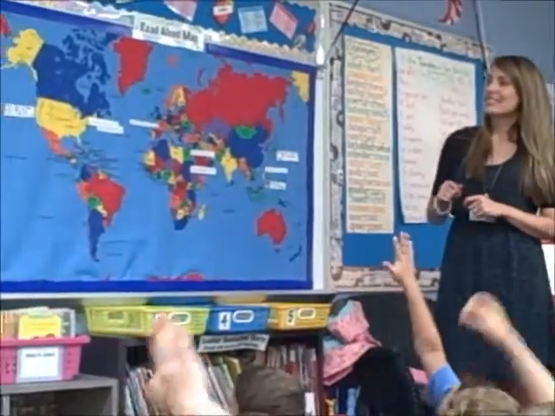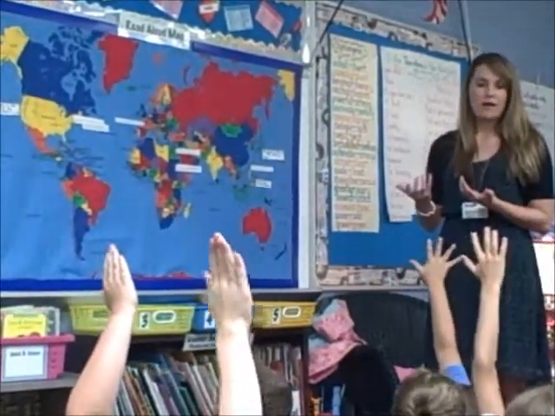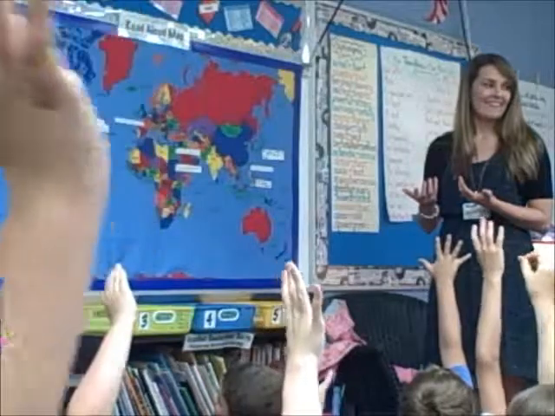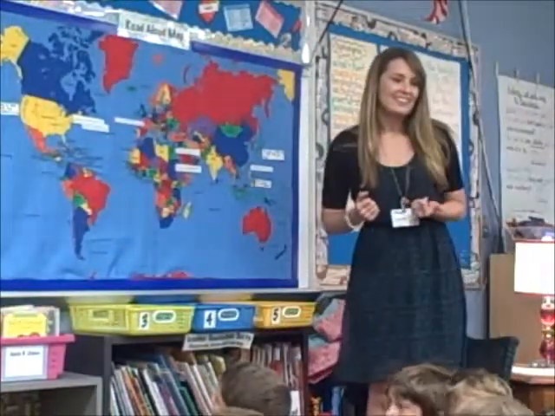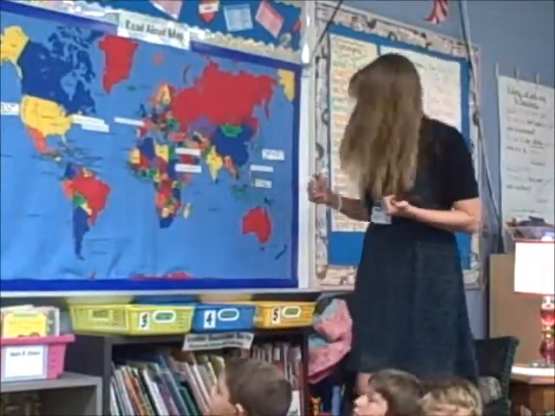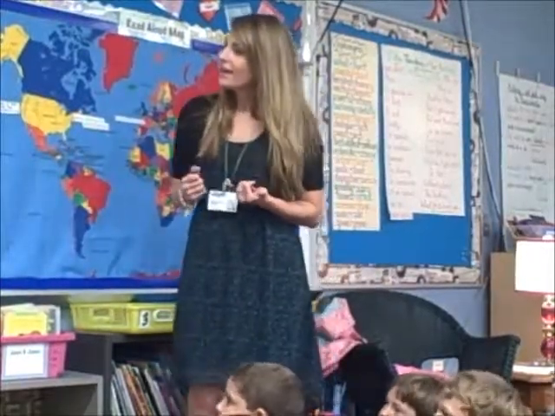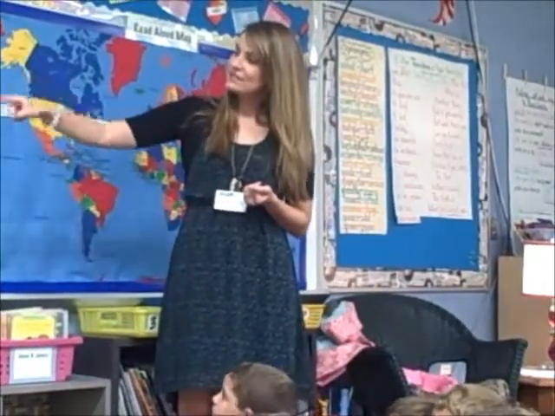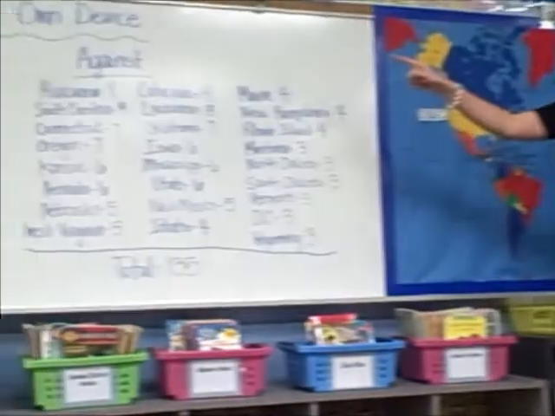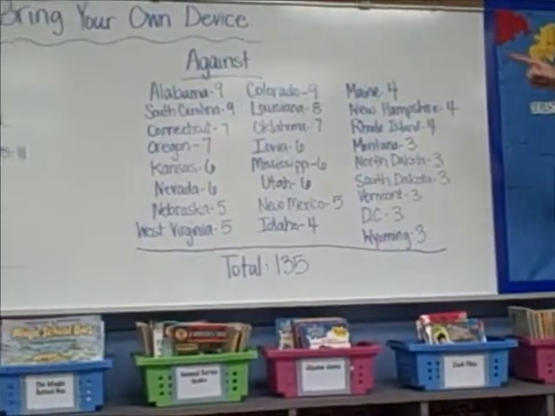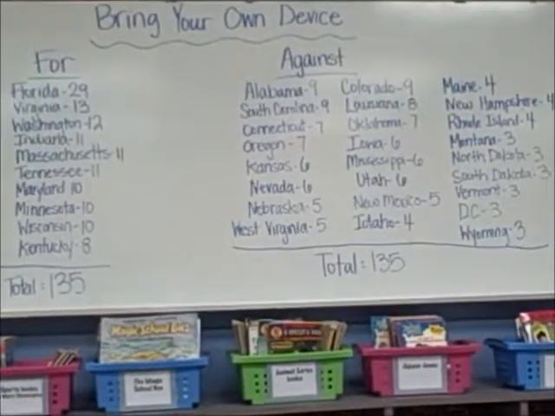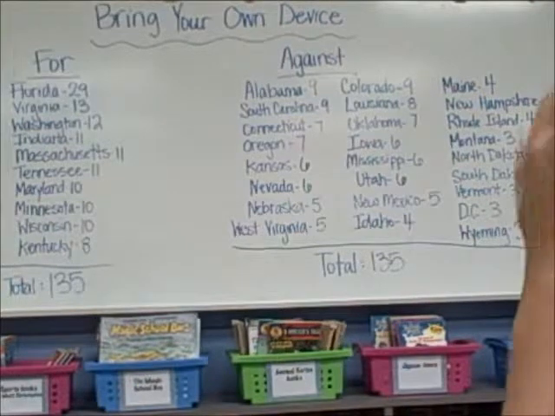Whoa, that was some good discussion. Okay, what can you tell me about the states that voted for our debate today? Deja. The 4 is like the states that have most of the electoral votes. So it looks like states that voted for Bring Your Own Device have more people. Like Deja said, they have more electoral votes. And then what can you tell me about these states that voted against?